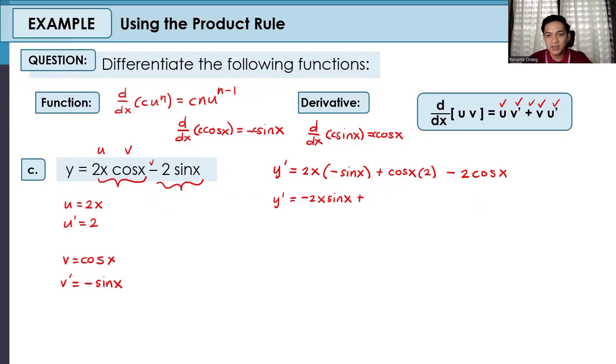Plus, eto, bawal siyang i-multiply. Ilalagay lang natin sa front. Magiging 2 cosine of x. Then eto, copy-paste lang natin, negative 2 cosine of x. Combine like terms po natin, class, that is y prime is equivalent to negative 2x sine of x, positive 2 cosine of x minus 2 cosine of x is cancelled out. So this will be our final answer.